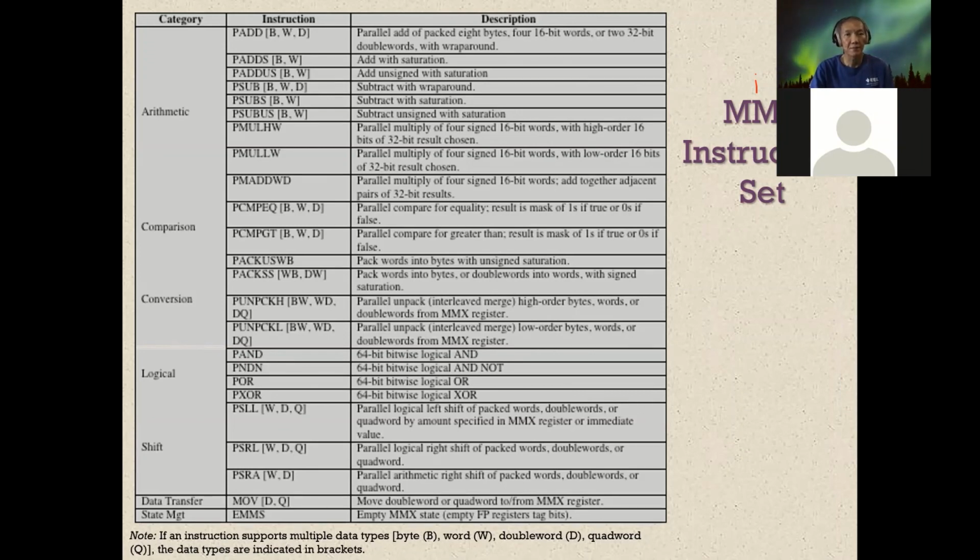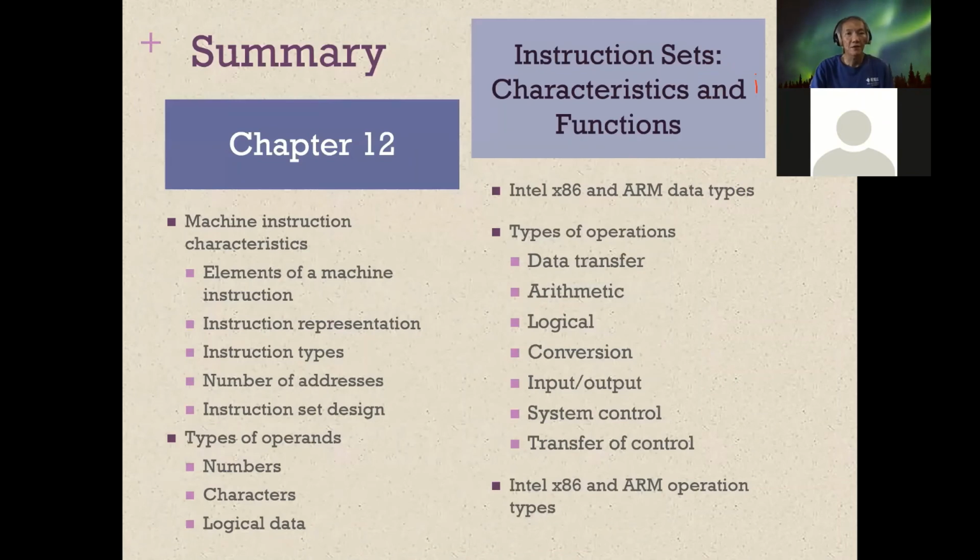So it's faster. So at the end, in this morning lecture, we talked about machine instructions, their characteristics, the types of operands, and we gave very brief examples from Intel and ARM types of operation. Let us stop the lecture here.